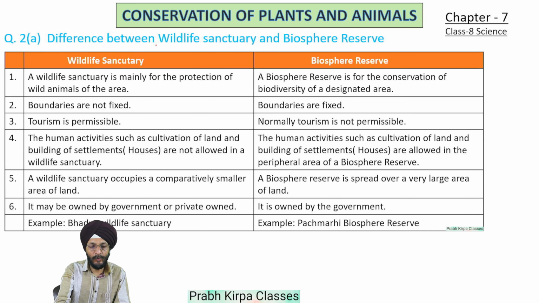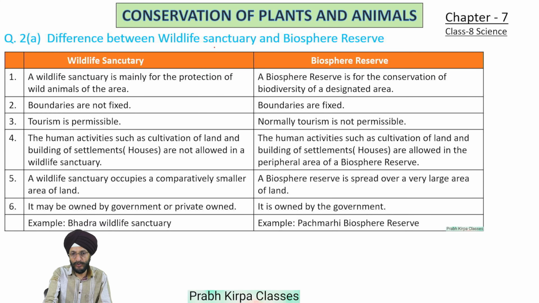Now we are to perform the difference between wildlife sanctuary and biosphere reserve. Wildlife sanctuary is mainly for the protection of wild animals of an area. On the other hand, a biosphere reserve is for the conservation of biodiversity of a designated area. In case of wildlife sanctuary, boundaries are not fixed. In case of biosphere reserve, boundaries are fixed. Tourism is permissible in case of wildlife sanctuary, whereas in case of biosphere reserve, tourism is normally not permissible.